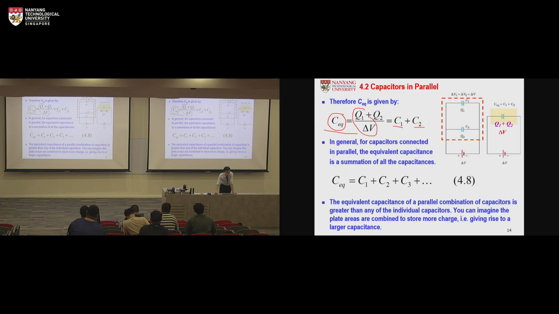Basically, this is a C1, this is a C2, right? And actually, if you expand this connection to have another capacitor also connected in parallel, you do the same analysis, you will find out this is a formula to give you the equivalent capacitance for multiple capacitors connected in parallel. C1 plus C2 plus C3 plus C4 all the way.